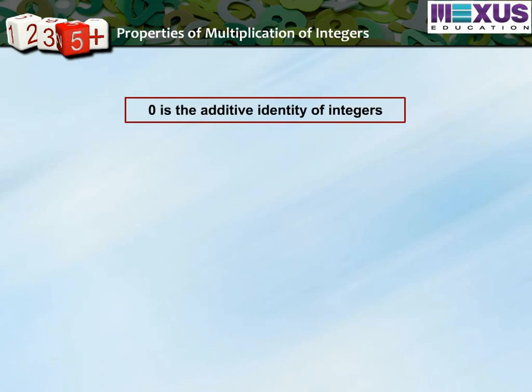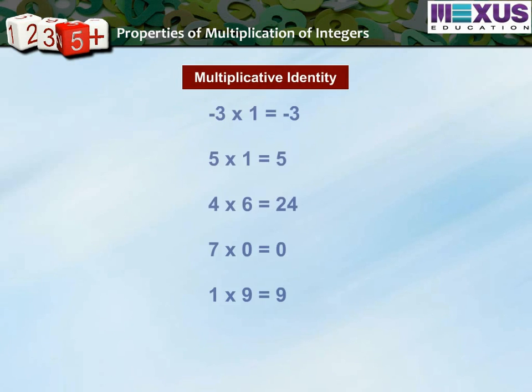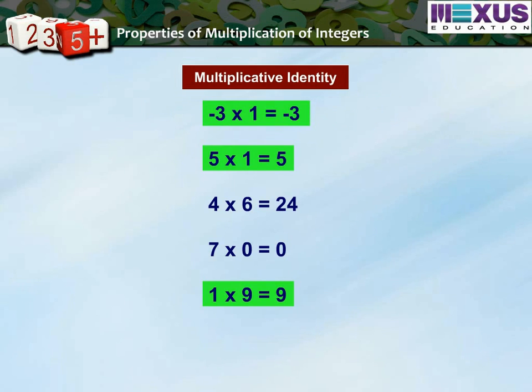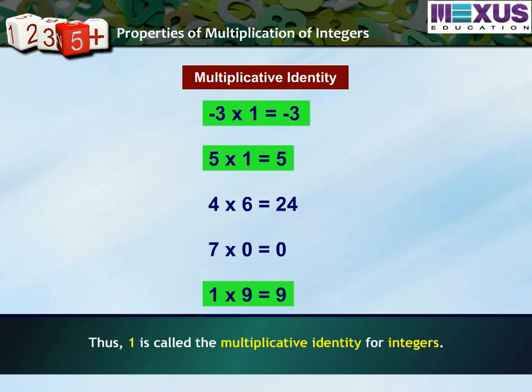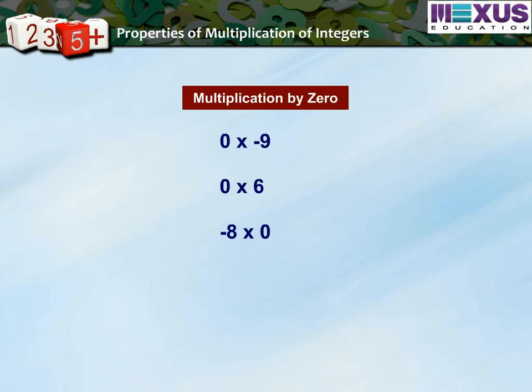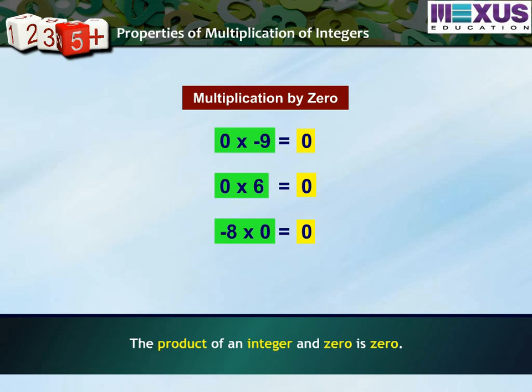We know that 0 is the additive identity for integers. But let us check for multiplication. We find that multiplying an integer by 1 does not change the integer. Thus, 1 is called the multiplicative identity for integers. When we multiply any integer by 0, do we get 0? Let us check. So this shows that the product of an integer and 0 is 0.